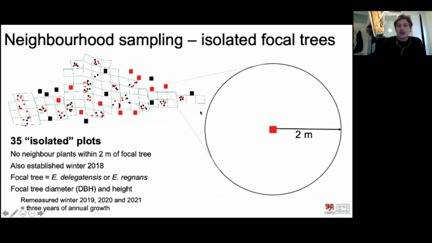In addition to those mapped neighbourhoods, we also measured 35 isolated focal trees. These were trees scattered around the site that we just naturally found that had no neighbours within that immediate 2-metre radius surrounding the focal. Just like we did with the non-isolated focal plants, we measured their height and their diameter in 2019, 2020, and in 2021. So we have 3 years of annual growth for these trees too.